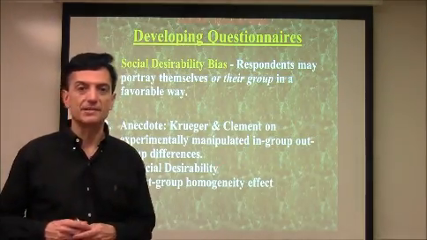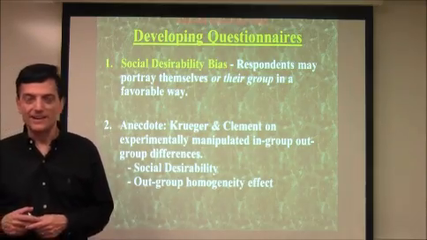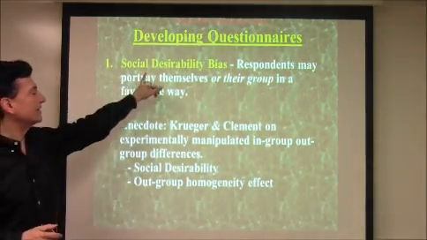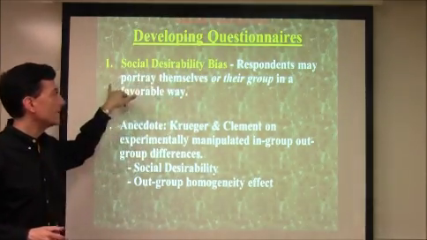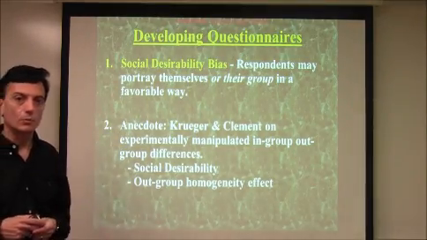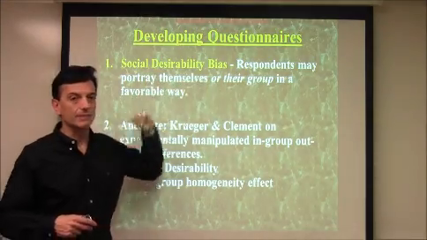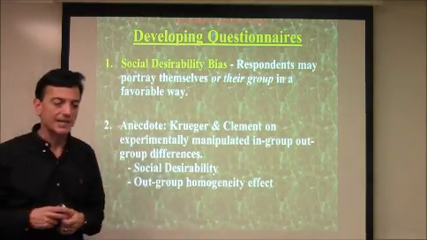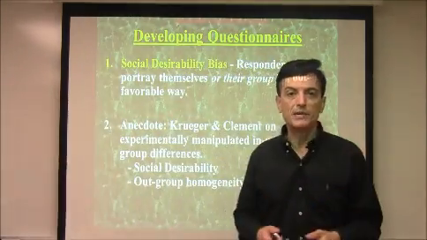So the central tendency bias is one kind of bias. There's another kind of bias that we might talk about, and that's the social desirability bias. Respondents may portray themselves or their group in a favorable way. This is the social desirability bias. And there's some interesting anecdotes here that I'll try to summarize briefly.